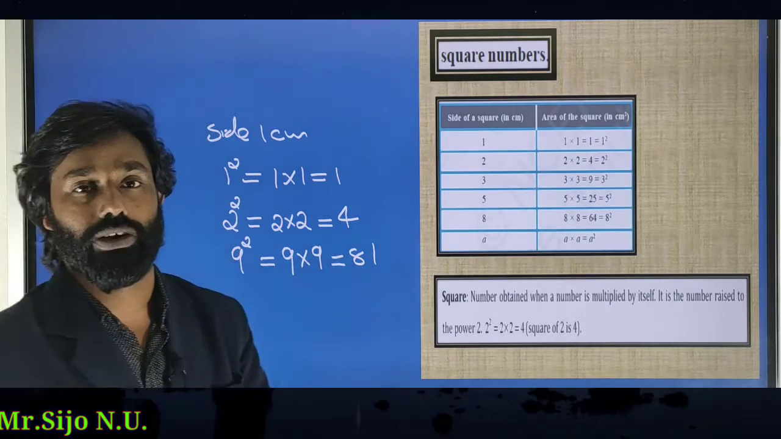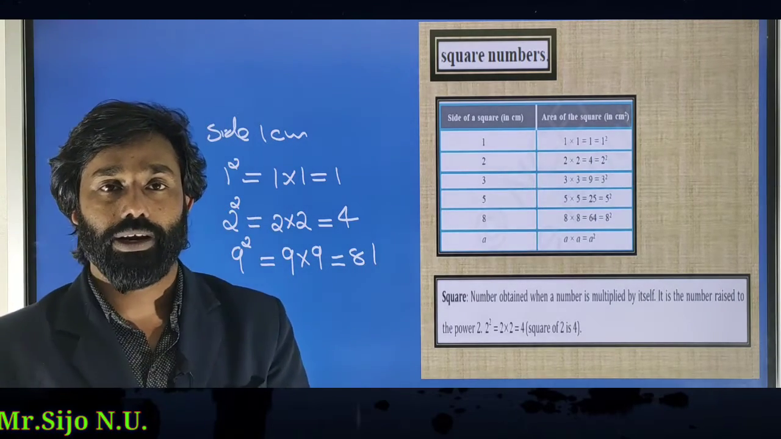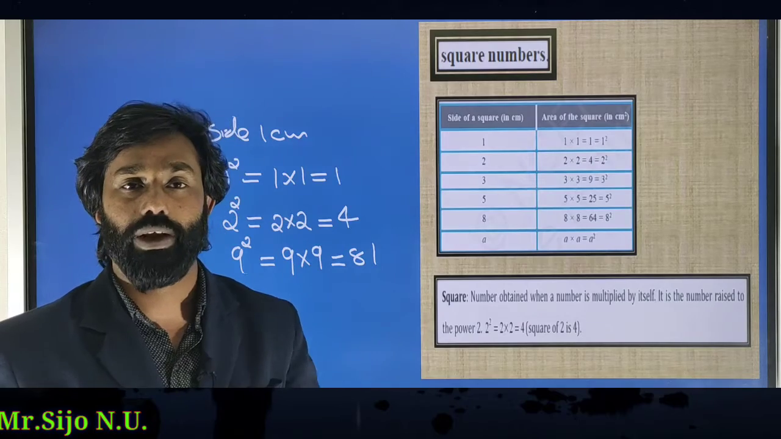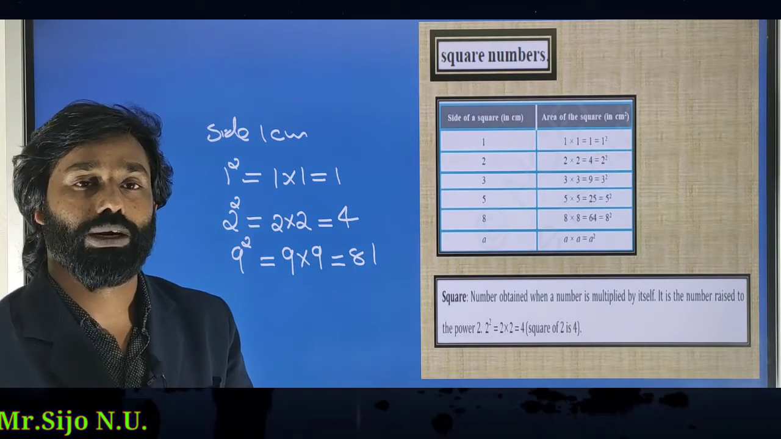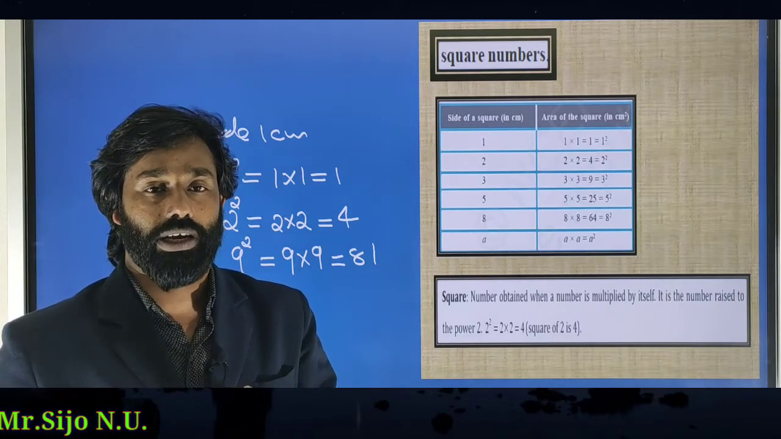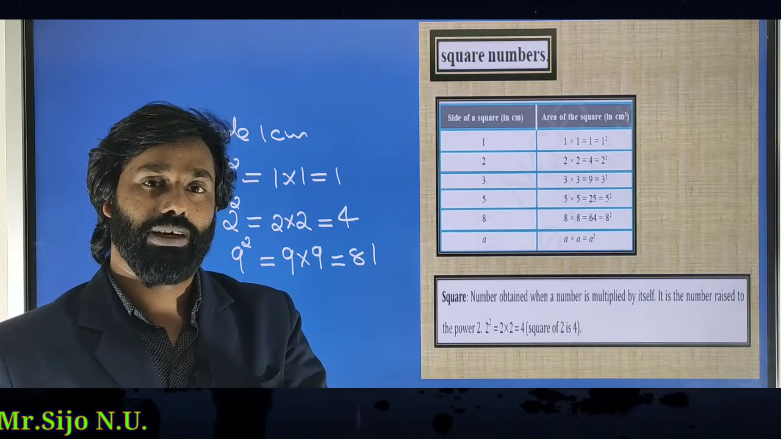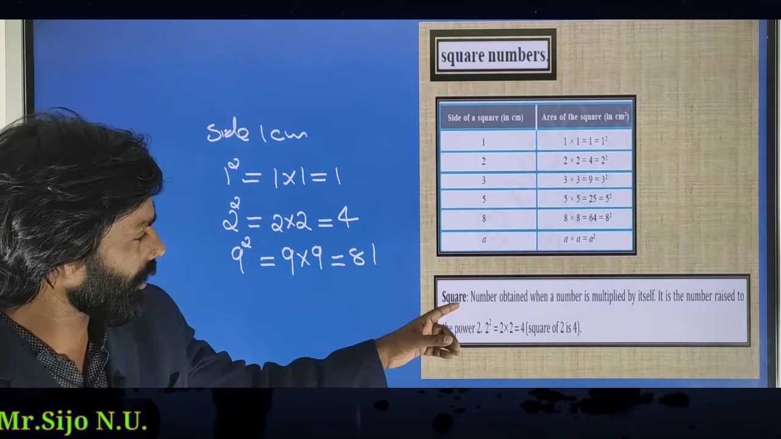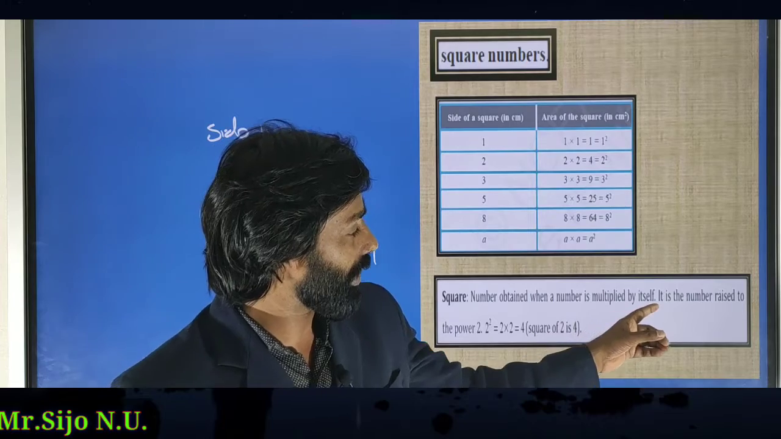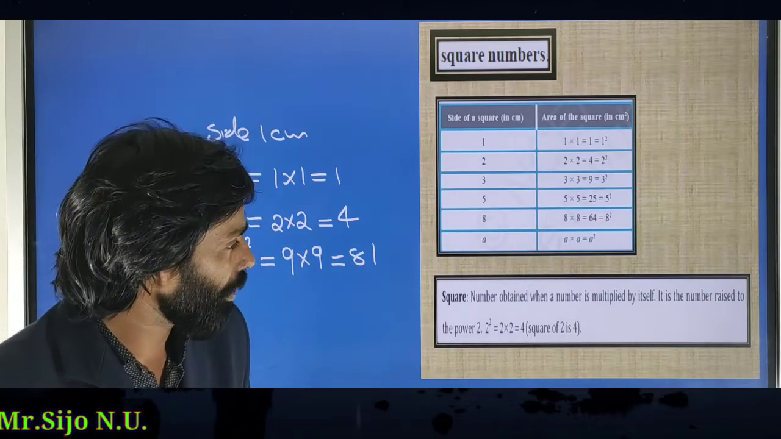This much only is the square concept. If you get one number and they ask us to find the square of that number, we just need to multiply that number once with the same number, right? So here it is a number obtained when a number is multiplied by itself. It's called a square.